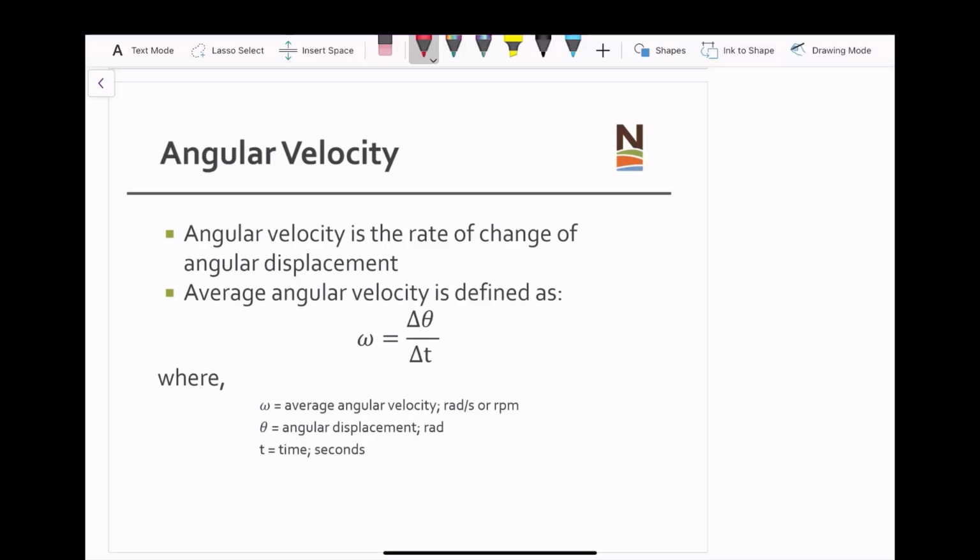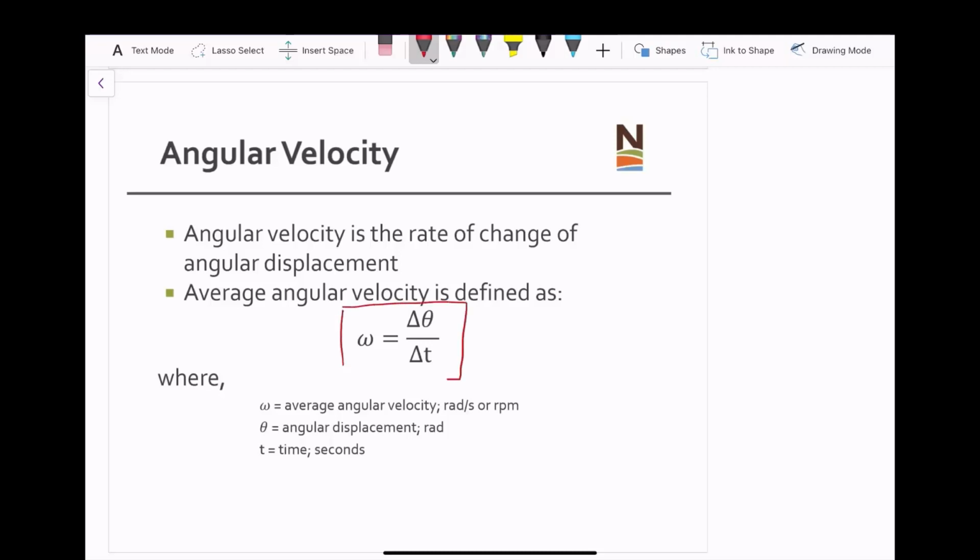Similar to rectilinear velocity, our angular velocity is the rate of change of the displacement. In this case, it's of angular displacement. And so you'll notice that the equation looks very similar. The average angular velocity is defined as the angular displacement over time. So our average angular velocity is delta theta over delta t.